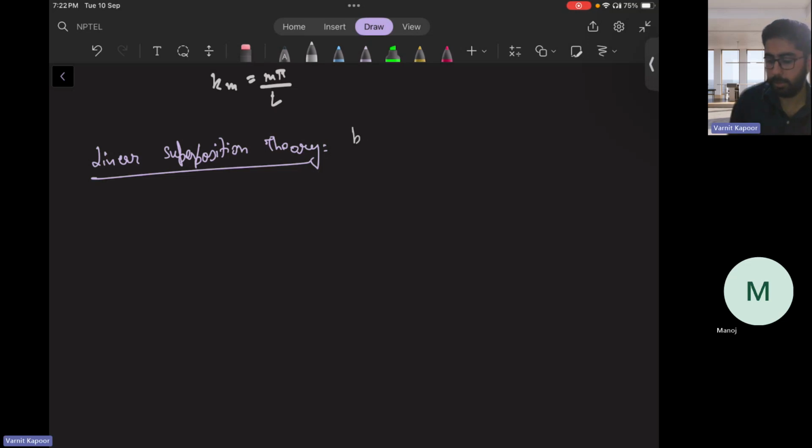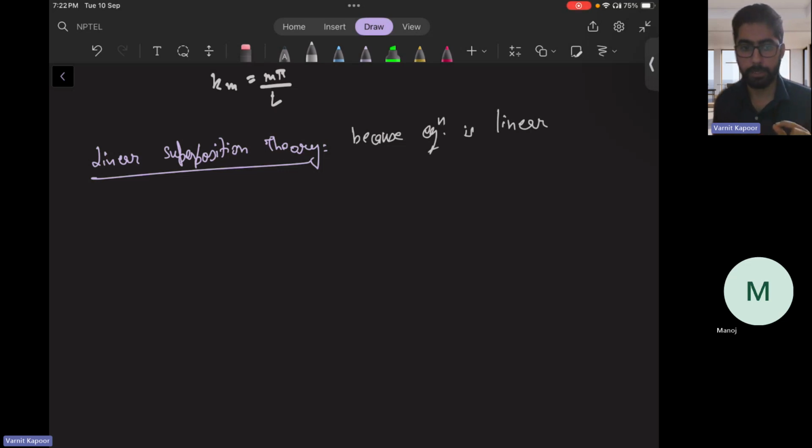Because the equation is linear, the simplification we are trying to get is that we do not want to look at each and every term. If we just look at one particular term, for one particular m, and if that is unstable, it will make the entire system unstable. So we don't have to look at each and every m value. We just look at one component.